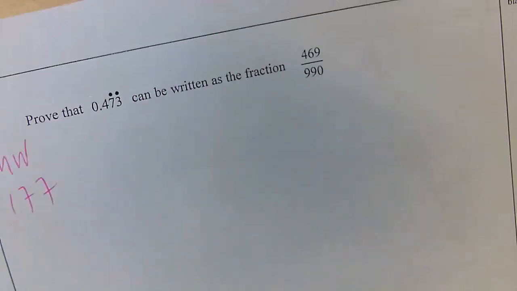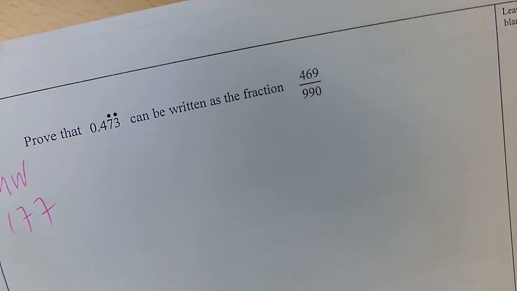Okay, and final question. Prove that 0.473 recurring can be written as this fraction.